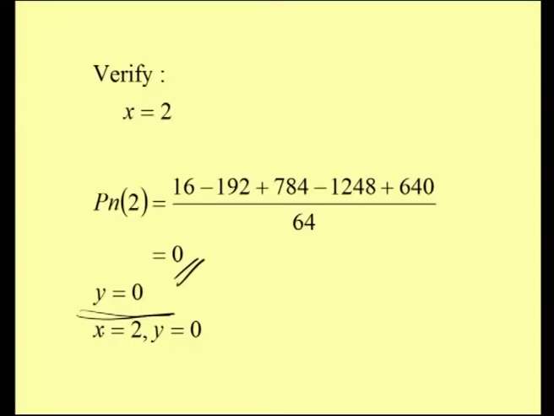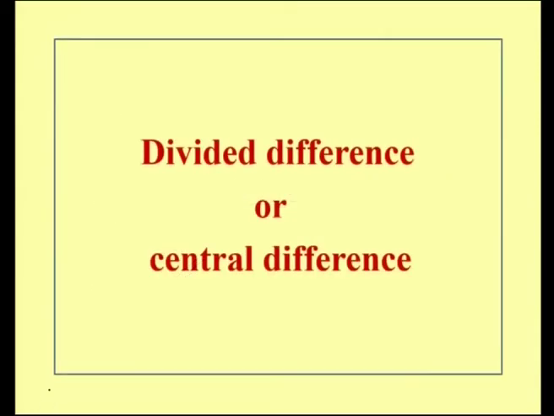So, Pn of 2 we get the calculation as 0. So, our polynomial is correct, and this is how we will verify whether the polynomial we have found is correct or not. And then divided differences, or central difference.